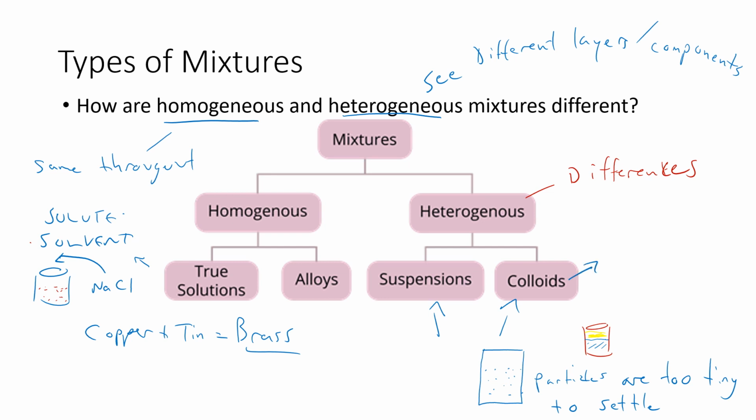But here are some examples. We have milk, we have jello, we have fog. So, like I said, these are not technically solutions, but they do look like that when you first take a glance. But upon further inspection, you'll see that they're more like a suspension. It's just that the particles are too tiny for them to drop down because of gravity.